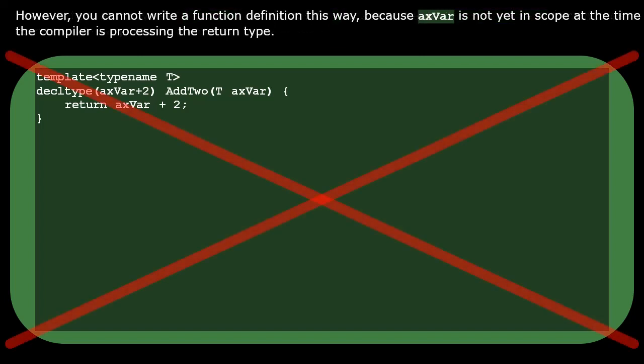However, you cannot write your function definition this way because at the time the compiler is trying to understand your specification of a return type, that axvar parameter is not yet in scope.